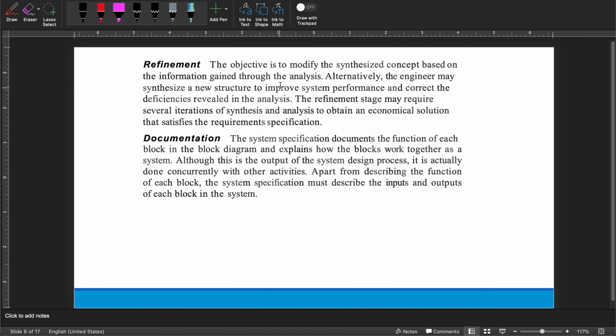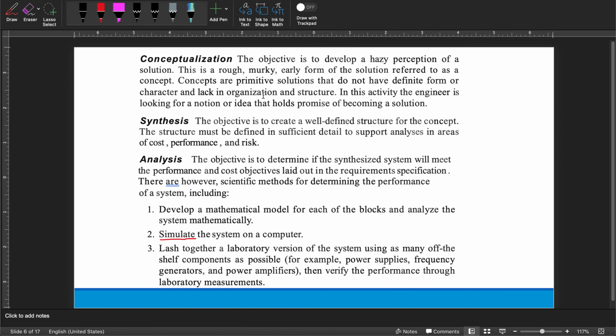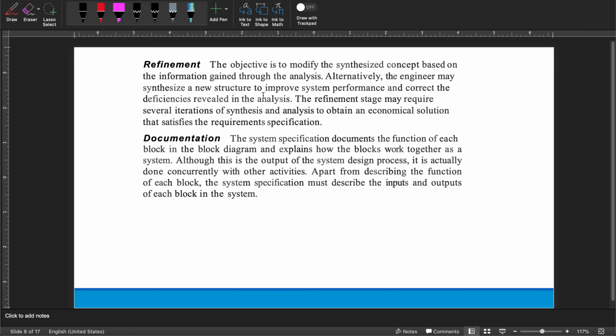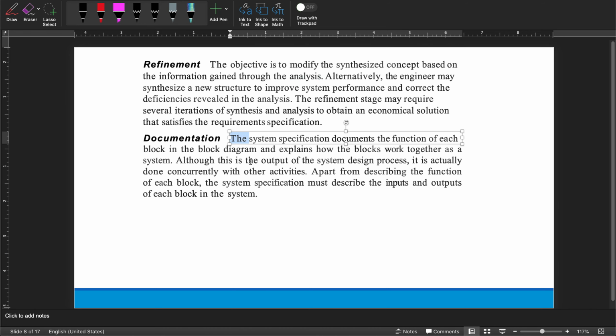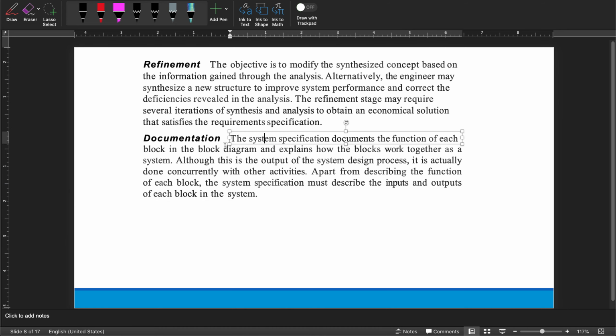In the refinement phase, what I just got done talking about is an example of the conceptualization idea there. So in the refinement phase, the objective is to modify the synthesized concept based upon information gained through analysis. Analysis in your case is running the Simulink and seeing how it works. And then finally, you will document your results. This documentation, they say, is going into something called a systems specification document. In your case, it's going to go into your proposal.